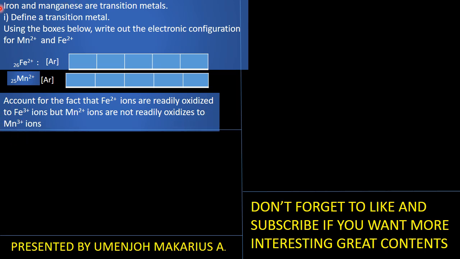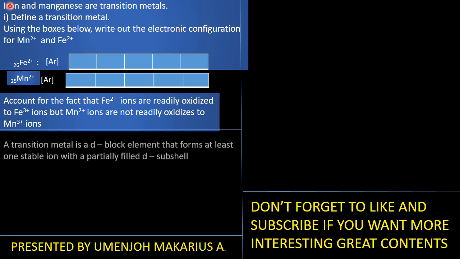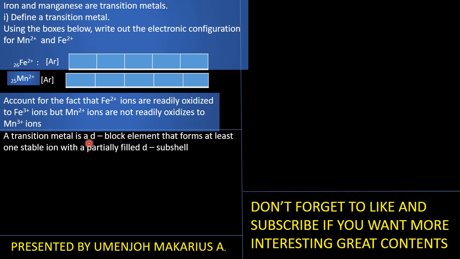Okay guys, let's start with the first question. It wants us to define a transition metal. Keep in mind that a transition metal, first of all, is a d block element that forms at least one stable ion with a partially filled d subshell. Good. Like I said, a transition metal is a d block element that forms at least one stable ion with a partially filled d subshell.